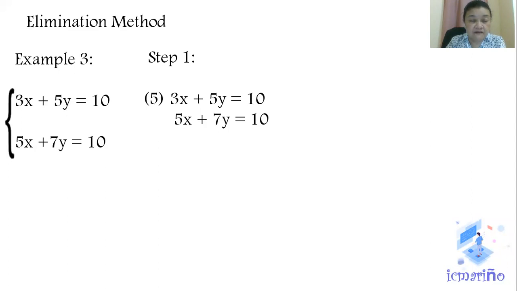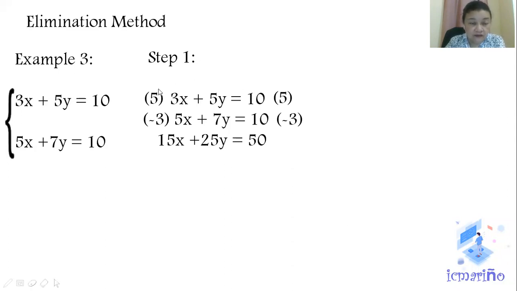Okay, so we multiply 5 on both sides para magiging 15x siya. And dito naman sa second equation ay negative 3 so that when you multiply negative 3 to 5x, magiging negative 15x naman siya. So opposite na sila, we can now eliminate the variable x. Okay, so that is 5 times 3x equals 15x. 5 times 5y is 25y. On the other side, 10 times 5 equals 50.